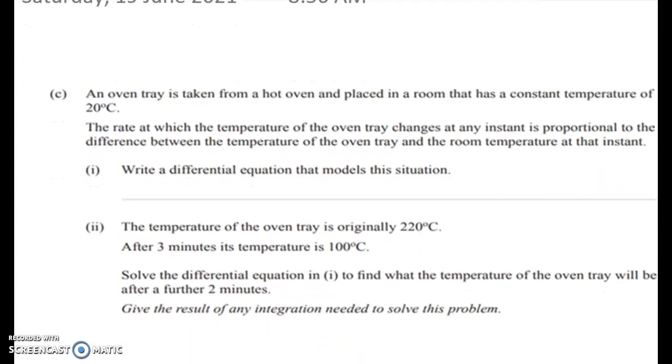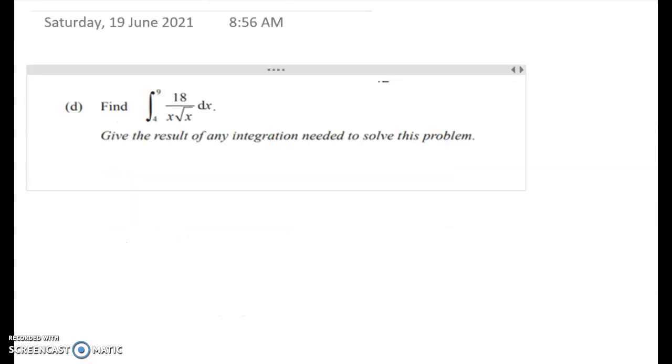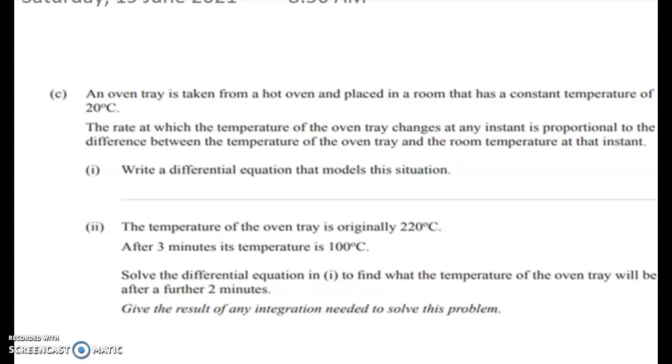So the first one is a Newton's law of cooling question about an oven tray, very exciting context. And the second one is a straight out integration that looks like it might be bad, but is actually really easy for a merit question. So let's do the Newton's law of cooling one first.